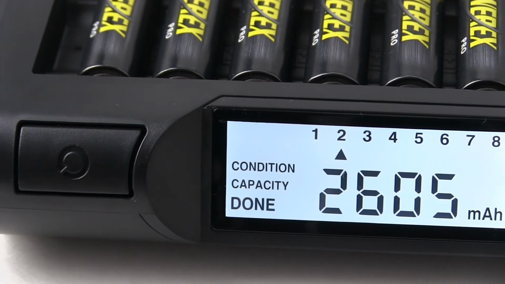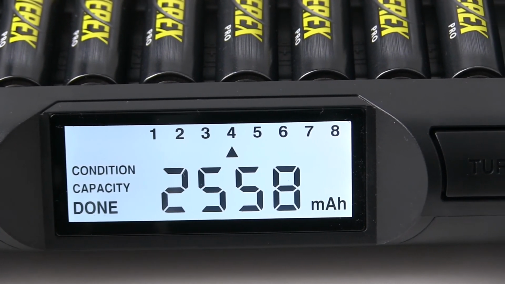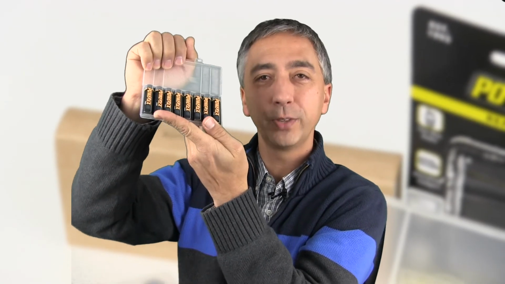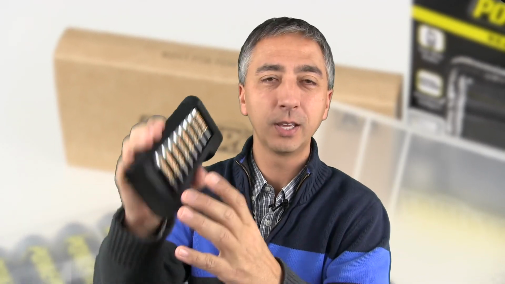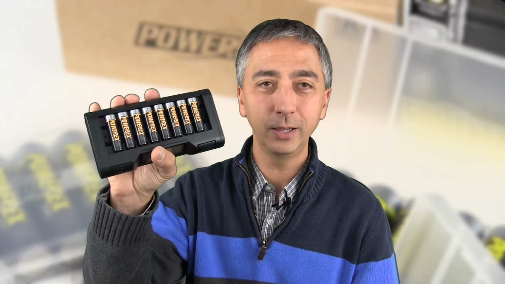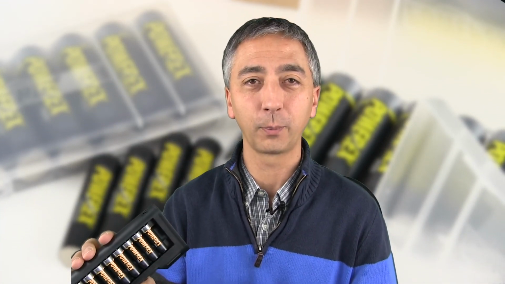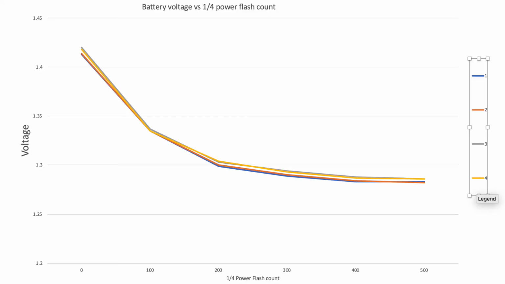So this is the key to using and being happy with these Powerex batteries, before I spill them all over the place, is you must charge and condition the batteries to get that 2500 to 2800 milliampere hours out of them to get their performance. Data doesn't lie. Look at this graph here.